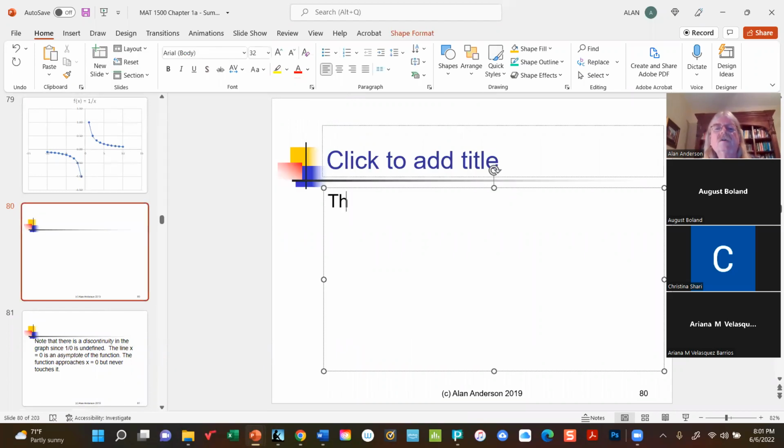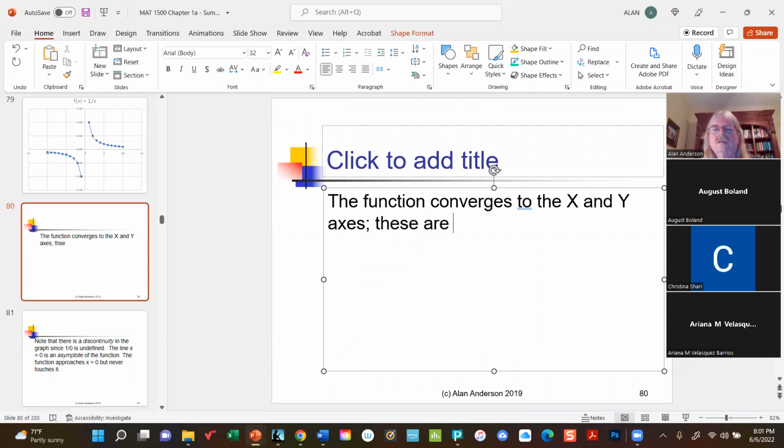The function converges to the x and y axes. These are known as asymptotes of the function.